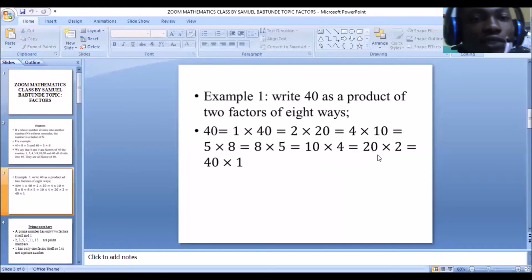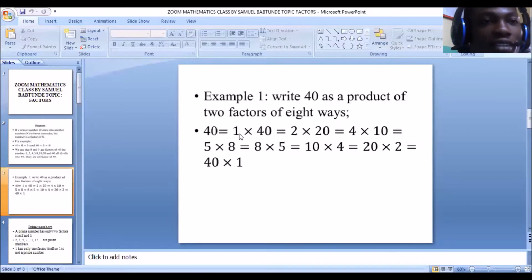20 can go into 40 2 times, and 2 can go into 40 20 times. So therefore, 20 times 2 will give you 40, meaning 40 can be expressed as a product of these 2 factors, 20 and 2. And lastly, we have 40 times 1. 40 in 40 will give us 1 without a remainder, and 1 in 40 will give us 40 without any remainder. So therefore, 40 can be expressed as a product of 40 and 1, because these two are factors of 40.